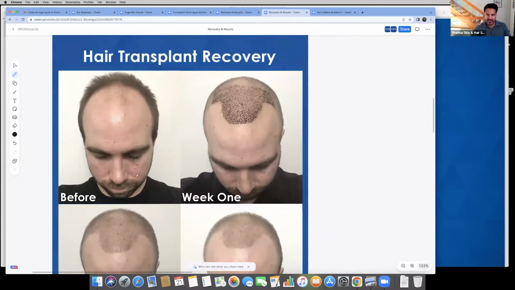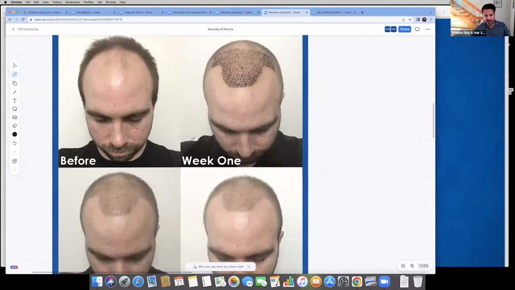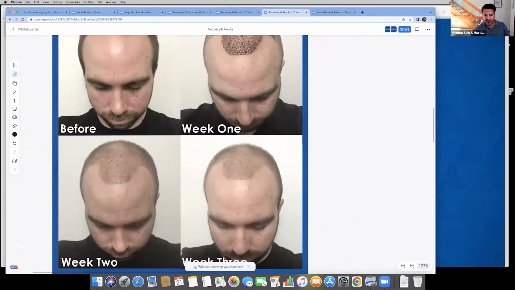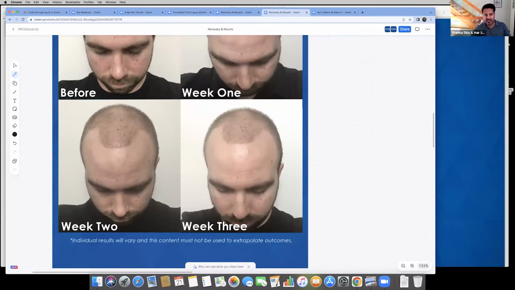This is one of my very earliest patients in Canada. He has had 3 surgeries with me now. He is the one on the first picture with a low density who had 3,500 grafts plus, but we transplanted him. And this is 1 week afterwards. As you can see, week 2, the recipient area still has some scabbing on there. And then week 3, some more scabbing, but it looks a lot better.